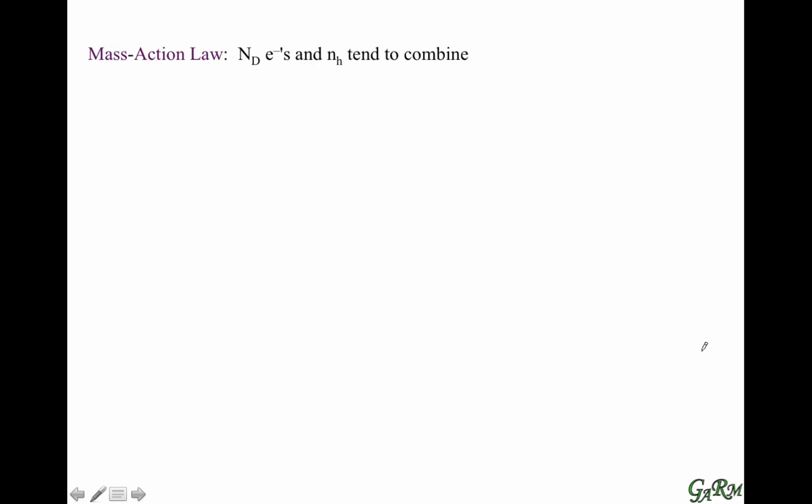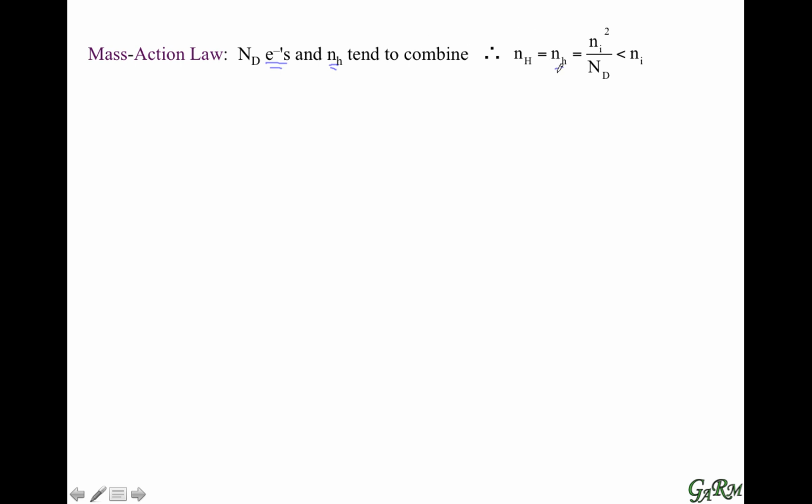So let's talk about the mass action law. Well, if we add electrons to the system, the number of holes that are already in the system are going to tend to combine with those electrons. That means that the hole concentration, or rather the thermionic hole concentration, will tend to decrease. And that's what we're saying here.